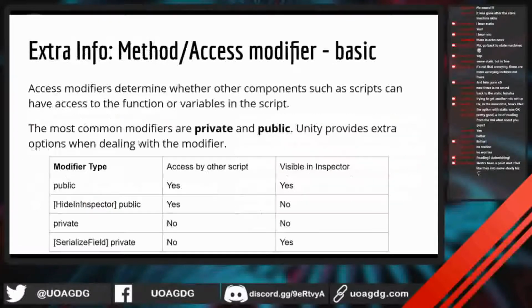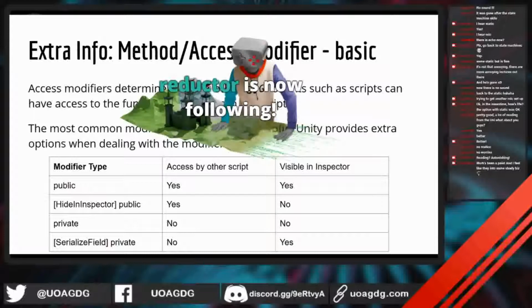Before I leave you to it, extra info: there's public and private, but then there's HideInInspector for public and SerializeField for private. They're almost the same, just whether it's visible or not within the inspector. That's pretty much the only difference.